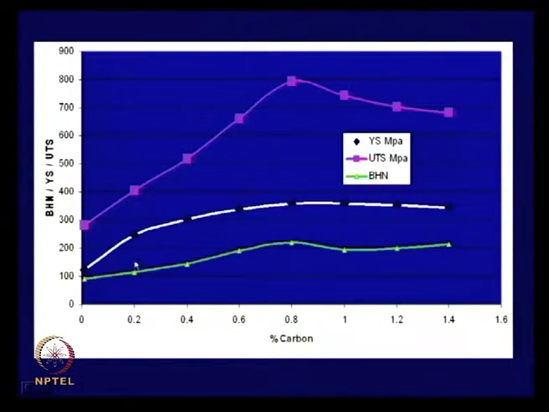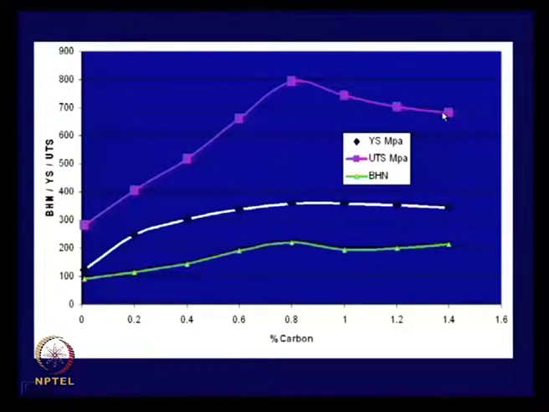This is yield strength, more or less at 0.8% it becomes maximum, and this is the UTS. Here also around 0.8% it becomes maximum.